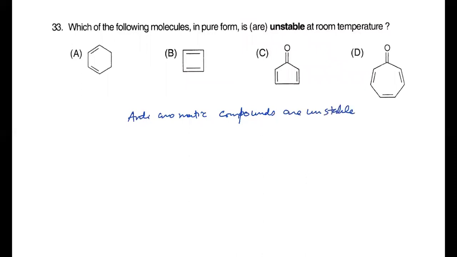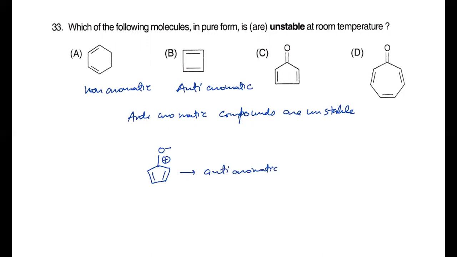So you may see this compound is non-aromatic. This is anti-aromatic. And the C part, if you check, here polarity will be this minus, this plus. This is anti-aromatic. And if you check the next compound, it will convert to a tropylium cation. This one is aromatic. So unstable compounds are B and C.